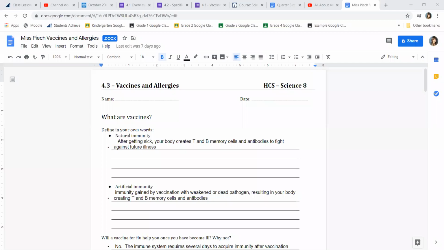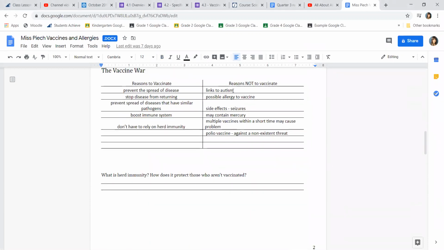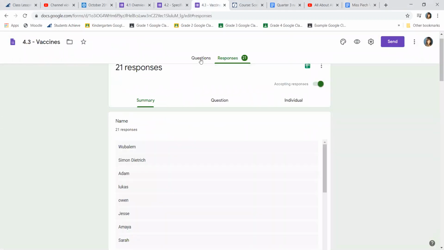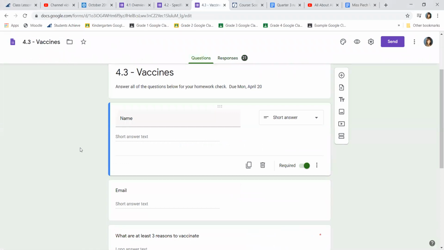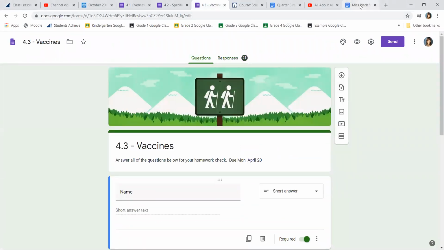So what we're going to do is take another look at that document that we were working on last time. Last time we were looking at 4.3, vaccines and allergies. You should have done the first 2 pages, and you should have also submitted the Google form on vaccines. You should have had your answer for that and submitted it.